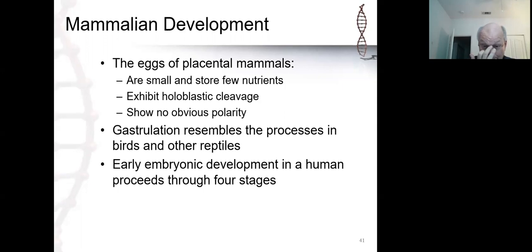And even at this point, we are going to see that there is a discrimination between cells that will participate in the formation of the embryo and cells that won't. So let's take a look at the diagram.